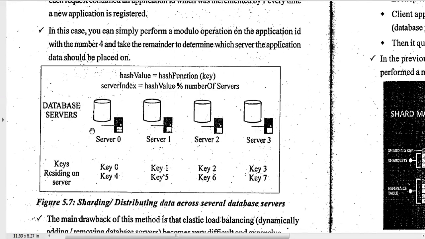Here these are the database servers. In this example, 4 database servers are given: server 0, server 1, server 2, and server 3. Then you are generating the shard based on the key value. We have seen this in the introduction slide itself. There, based on the key value, the data is split into different shards. Similarly here, the hash value is generated for key 0, key 1, key 2, key 3, and key 4, up to key 7, and based on the number of available servers, the values are distributed.